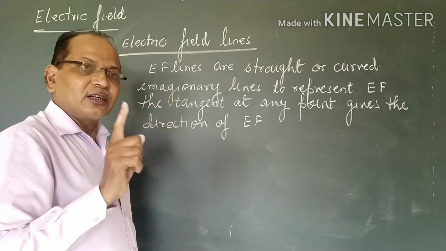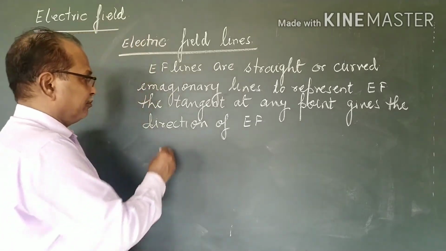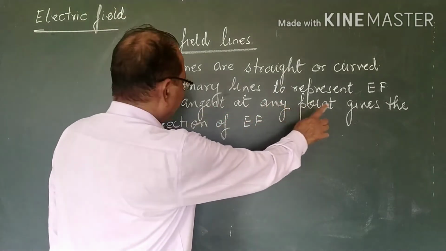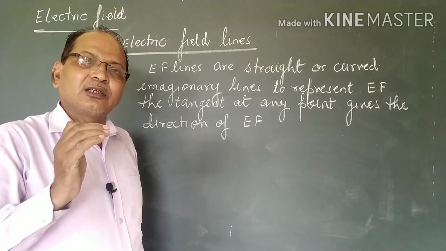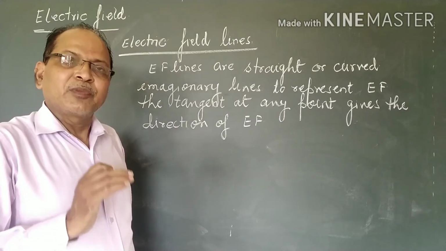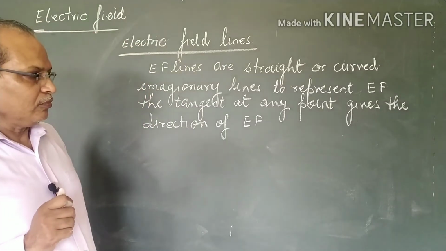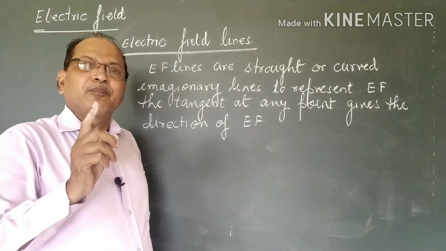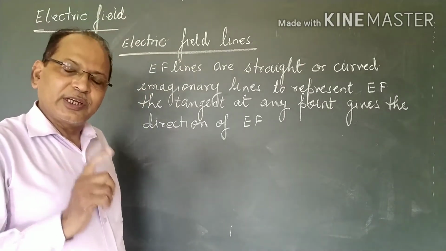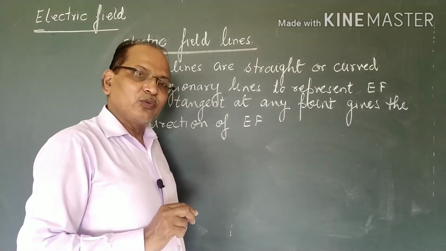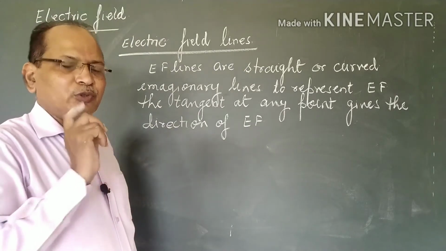First of all, these are imaginary lines used to represent the electric field. And second, the tangent at any point gives the direction of the electric field. At any point, if the lines are curved, draw the tangent, and the direction of the tangent gives the direction of the electric field. So we have seen the electric field lines due to the positive charge and due to the negative charge. Now we will see the electric field lines due to the combination of 2 charges.